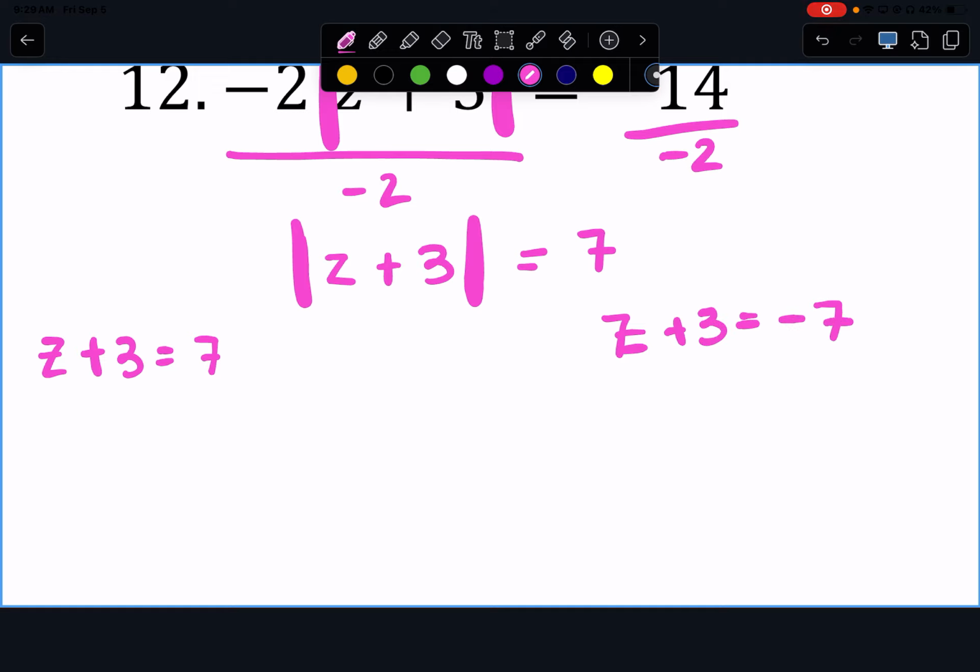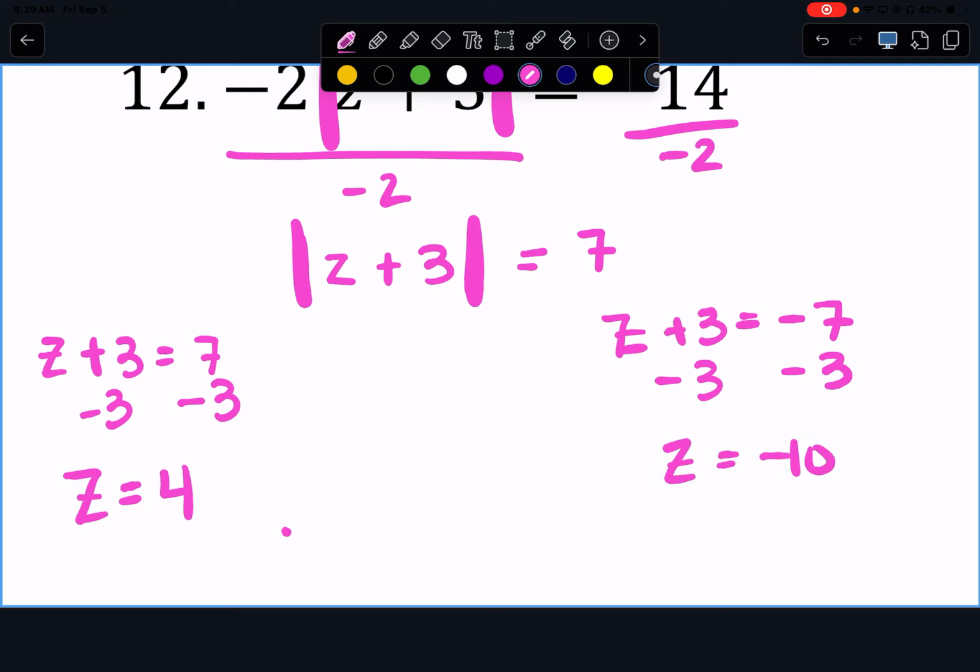How do I undo plus 3? Minus 3. So we get z equals, what is 7 minus 3? 4. And do the same thing on the other side. What is negative 7 minus 3? Negative 10. And to write our solution, we do z equals negative 10, comma, 4.